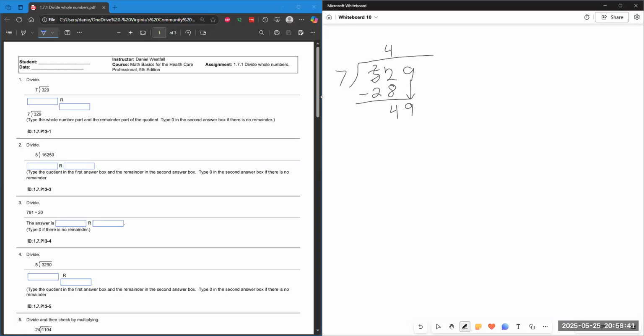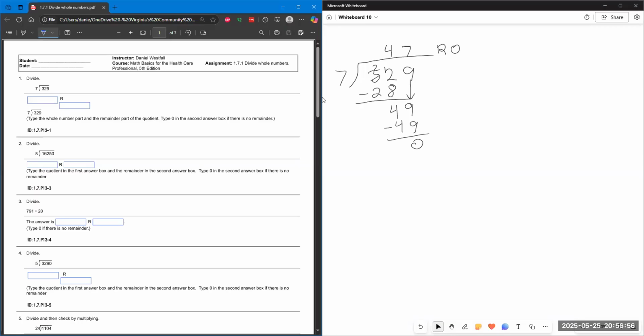So 7 goes into 49 exactly 7 times. So there's a remainder of 0. So 7 times 47 is exactly 329. So this is 47, remainder 0.